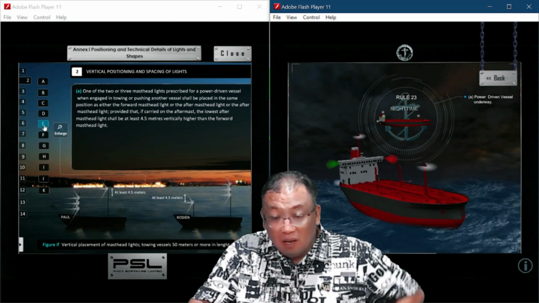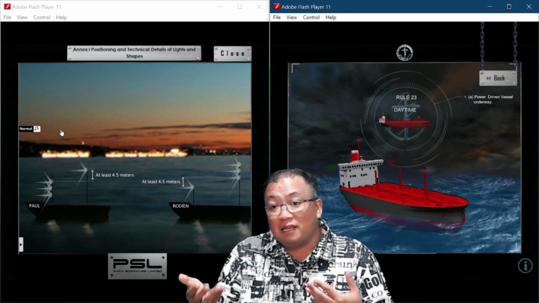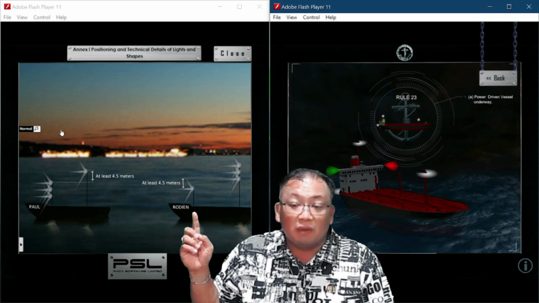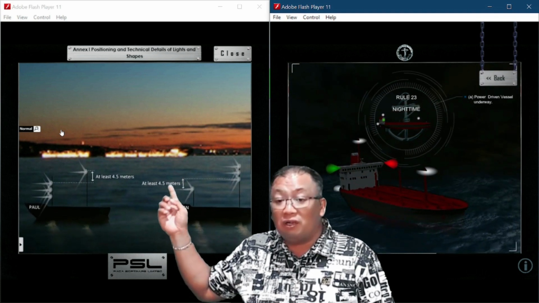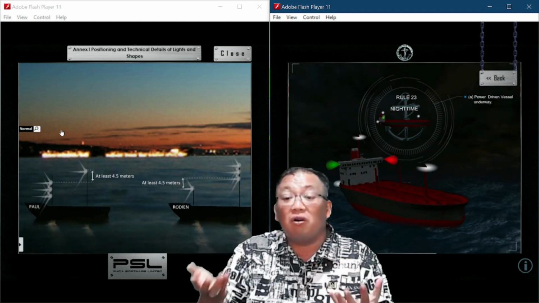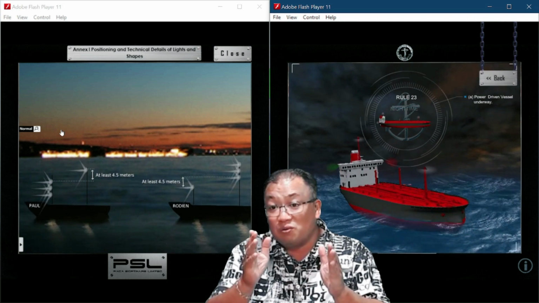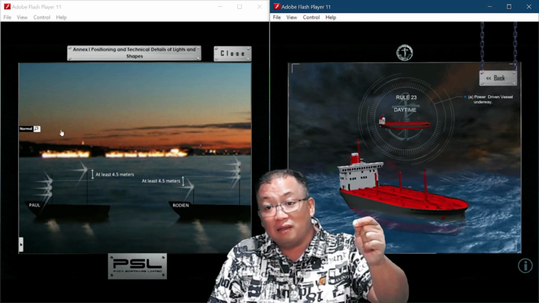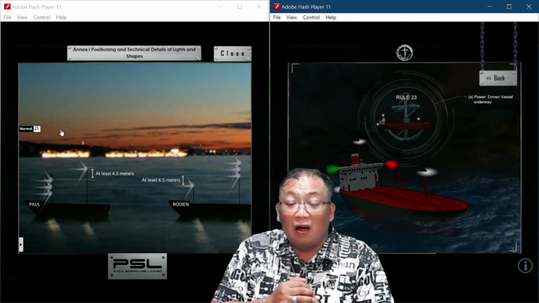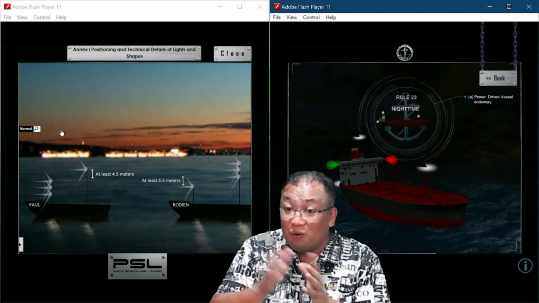Again, the rules are very consistent. Remember, even your power-driven vessel, I'm talking about the forward masthead light, when compared with the after masthead light, whether for a power-driven vessel or even a towing vessel, must have at least a difference of 4.5 meters. So remember this one. The forward masthead light and the after masthead light shall have a vertical distance of 4.5 meters.